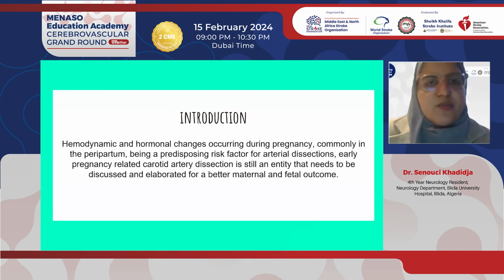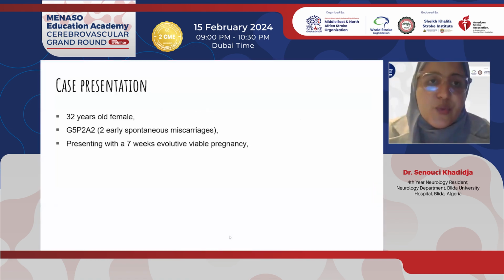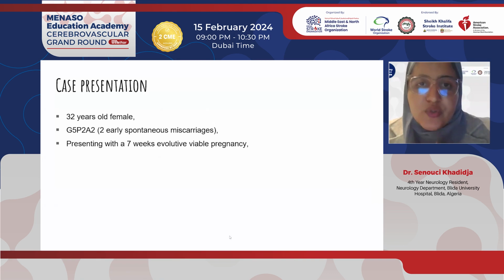As an introduction, the hemodynamic and hormonal changes occurring during pregnancy, especially in the peripartum, are a predisposing risk factor for arterial dissection. Pregnancy-related carotid artery dissection is still an entity that needs to be discussed and elaborated for better maternal and fetal outcome. So we have a case highlighting this entity, which is the case of a 32-year-old female. She has no special medical history except 2 early spontaneous miscarriages and 2 full-term pregnancies, and presented with a 7-week evolutive viable pregnancy at the time of admission.